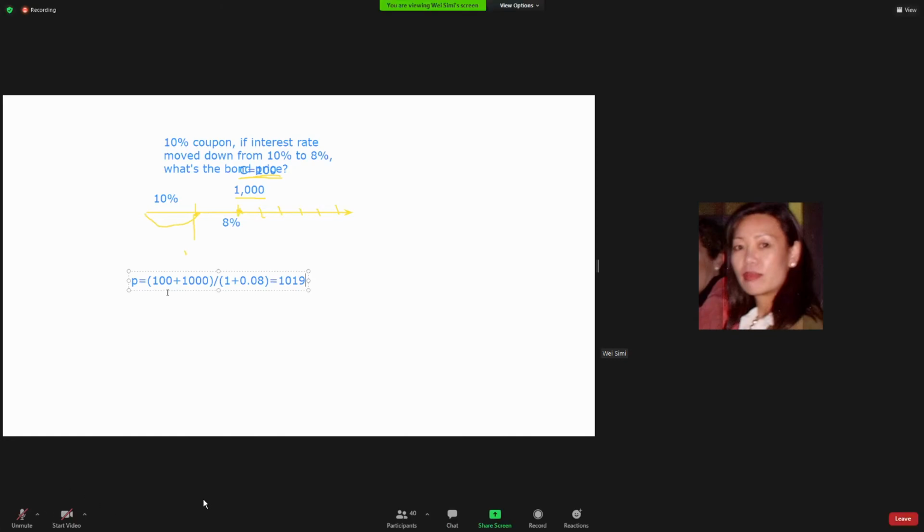So now you will agree, see, it's going up. When the interest rate goes down, the price goes up. The previous one was 917, the bond selling lower than par. This one is selling higher, above par. So it's $101 more. That makes sense because the interest rate is going lower.